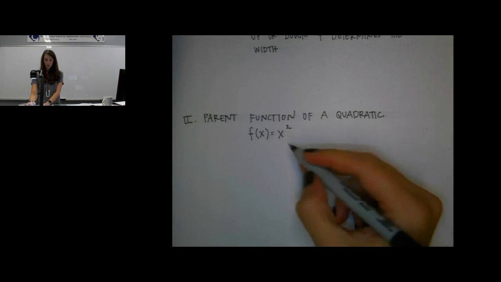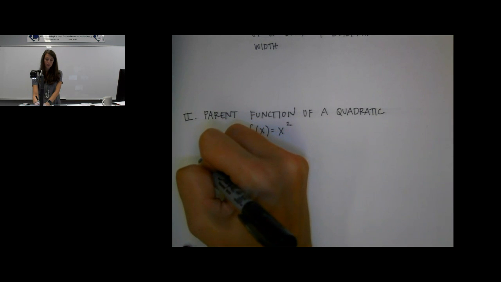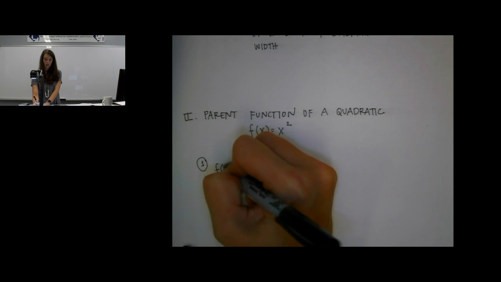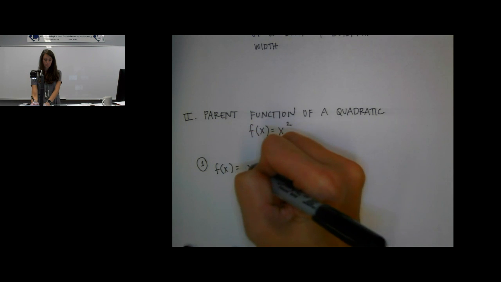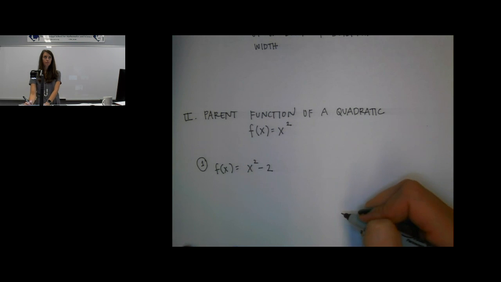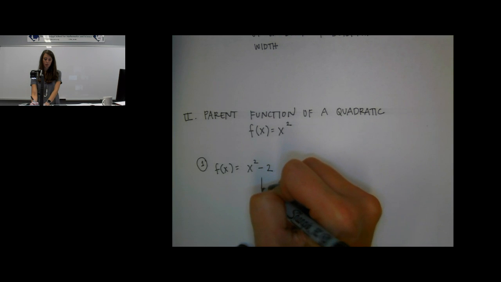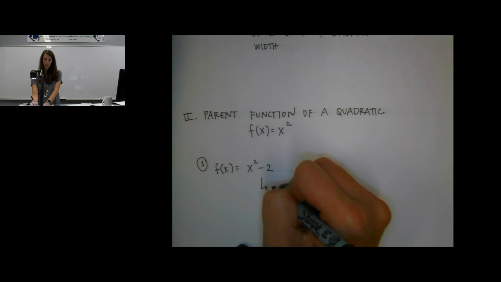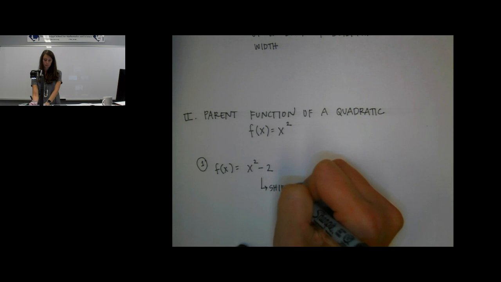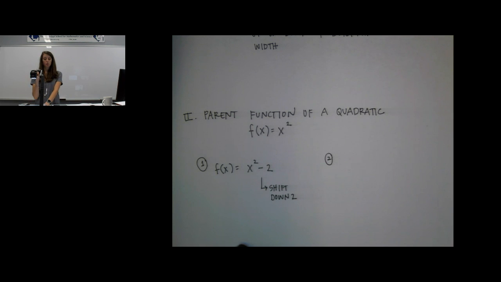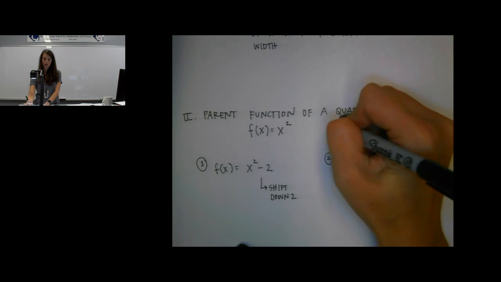So let's look here. I want to determine the shifts from my parent function. So x squared minus 2, this is going to shift what? Shift down 2. You can only determine the shifts when your function is given in vertex form. I should say that.